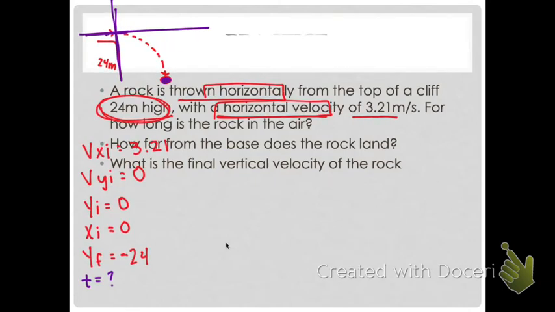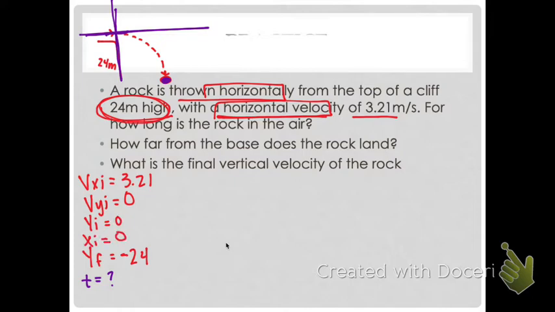All right, it's kind of hard for me to read that, but okay. My VXI and my VYI, put those back in there. VXI equals 3.21, VYI equals 0, Y initial is 0, X initial is 0.